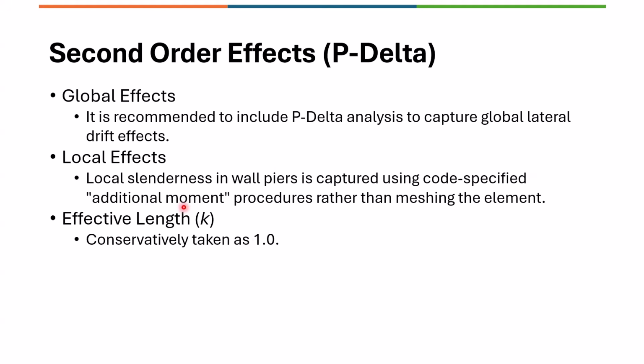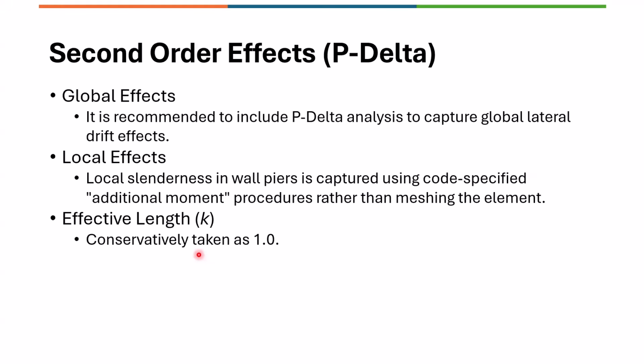Any slenderness in the minor direction where it is expected will be captured through the additional moment. And then the program assumes that a P-delta is done and the effective length is conservatively taken as unity. The unsupported length, however, will be worked out from the actual connections available at each story level. Imagine if it is a two-story unsupported wall, then the framing connection will be at the lowest level, not at the intermediate level and the next level or any level above.